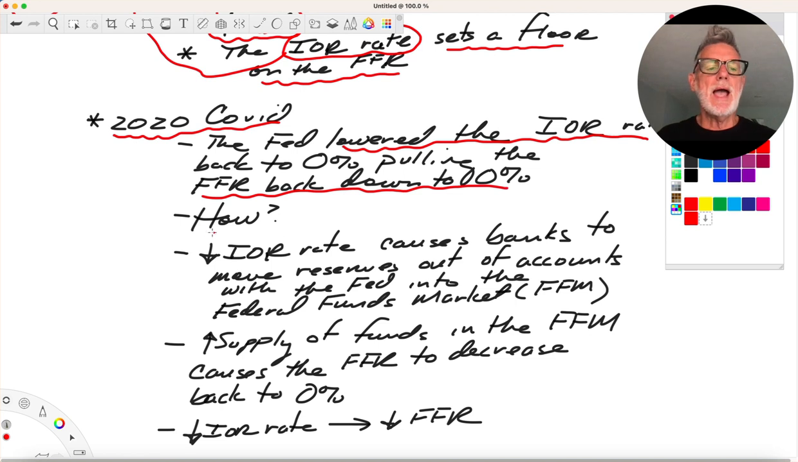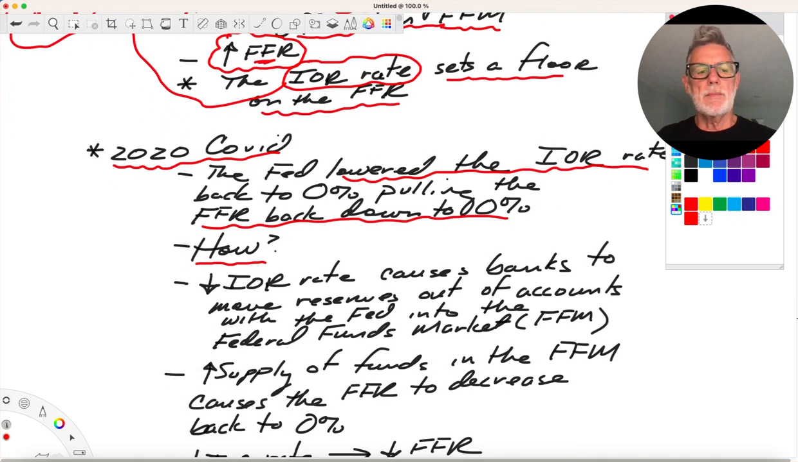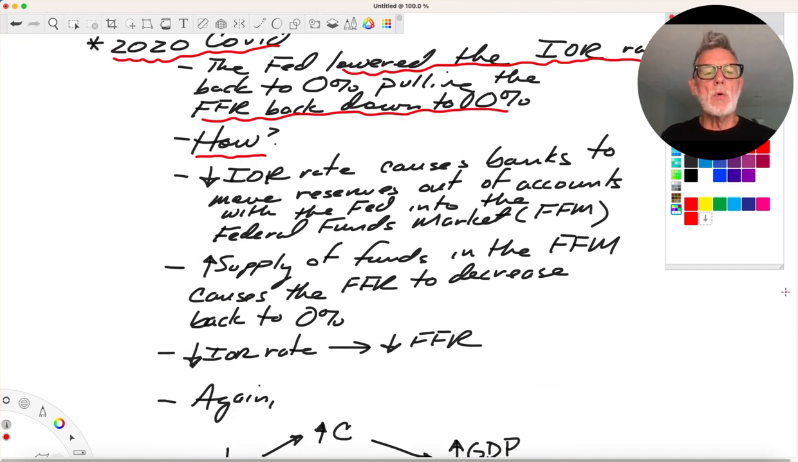And you say, how? How could it do that? Well, let's talk about it. When the Fed lowers the IOR rate, it causes banks to move reserves out of accounts with the Fed. So if the IOR rate drops below the federal funds rate, what are banks going to do? They're not going to be as interested in leaving funds in these accounts. They're going to want to loan these funds to each other.